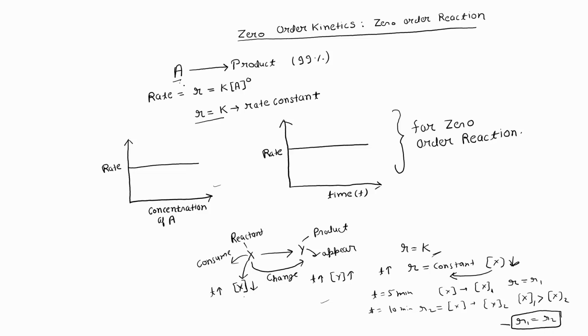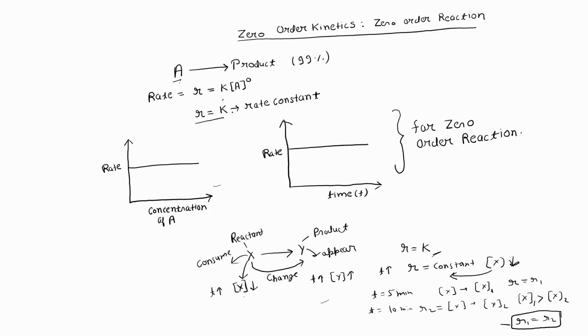For A gives product, and for zero order reaction, rate should be written like k[A] to the power 0, where the rate of reaction is not dependent on the concentration of reactant. So rate is just equal to the rate constant, which is a constant value. If we make a graph of rate and concentration of A, since rate does not depend on the concentration of A, and it is equal to the rate constant, which depends only on the temperature of the reaction. We are not talking about temperature here.